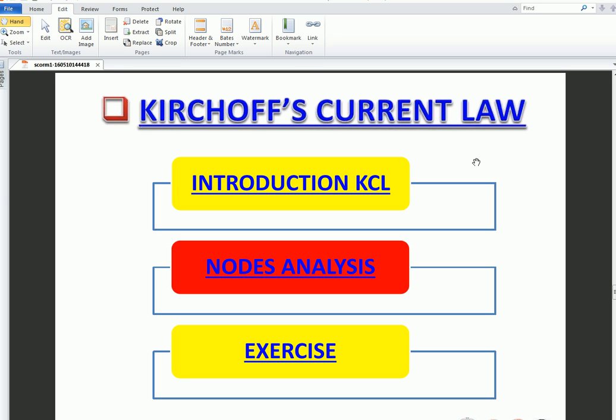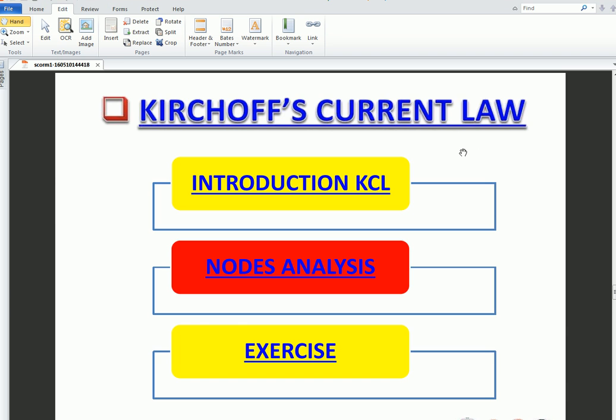Hello guys, now we will discuss another very important law, which is Kirchhoff's current law. The analysis corresponding to Kirchhoff's current law is called nodal analysis, because we will see further that we will be calculating the current through the nodes.